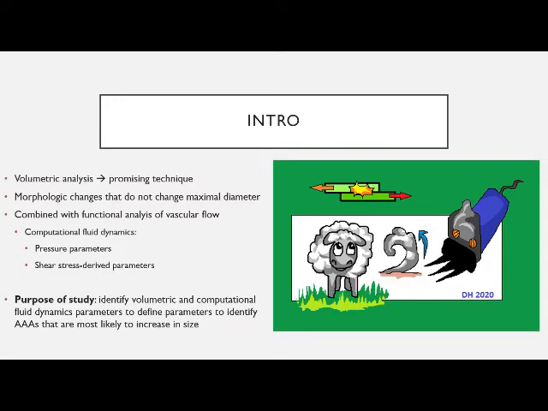So the purpose of this study is to identify these volumetric and computational fluid dynamics parameters, to define new parameters, to identify abdominal aortic aneurysms that are most likely to increase in size.